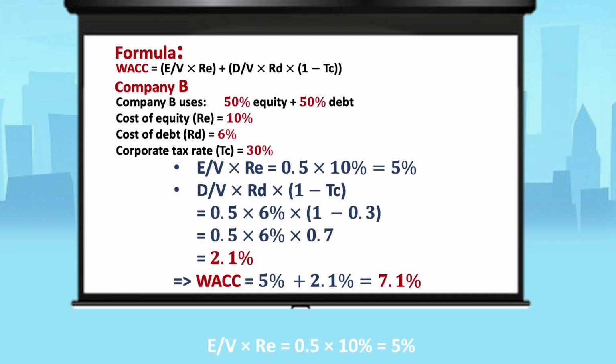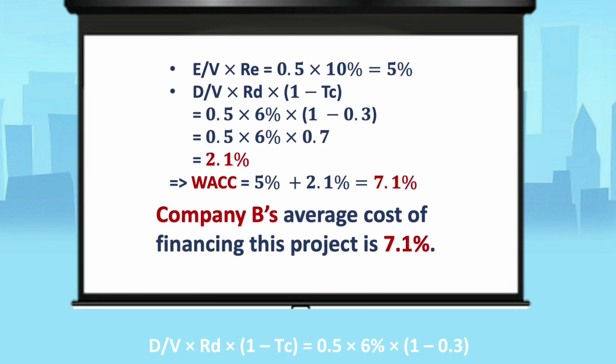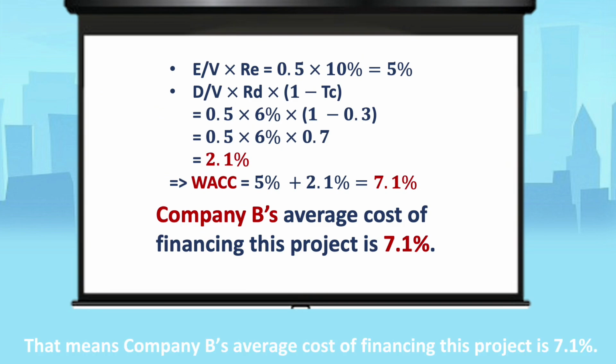E/V multiplied by Re equals 0.5 multiplied by 10%, which equals 5%. D/V multiplied by Rd multiplied by 1 minus tax equals 0.5 multiplied by 6% multiplied by 1 minus 0.3, which equals 2.1%. Now add them up. WACC equals 5% plus 2.1%, which equals 7.1%. That means Company B's average cost of financing this project is 7.1%.